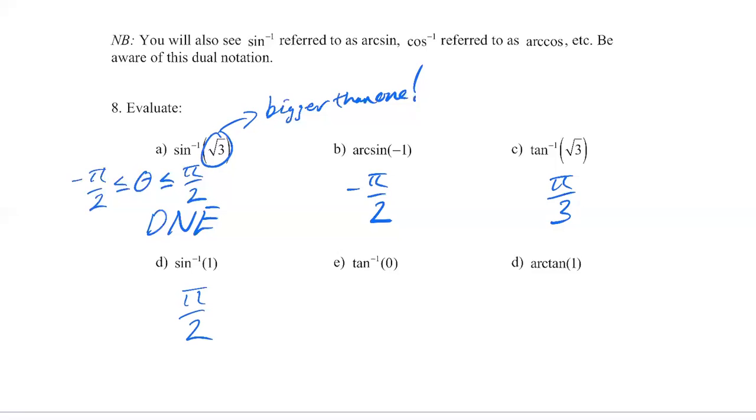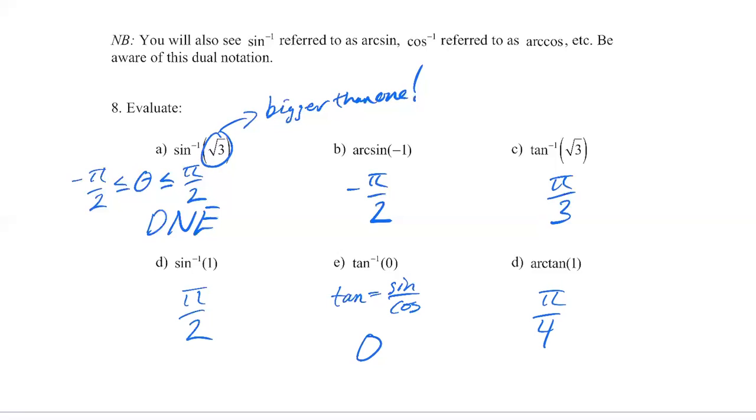Inverse tangent of 0, asking again what angle corresponds to tangent being 0. Well, that's when sine would be 0, because remember that tangent equals sine over cosine, so that happens at 0. And inverse tangent of 1, arctangent of 1, that would be pi/4. Tangent of pi/4 is 1. So the arctan of 1 is pi/4.